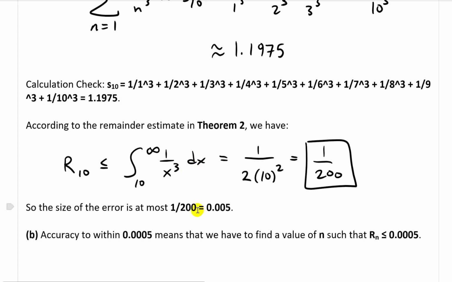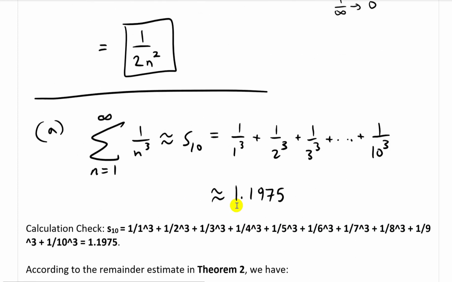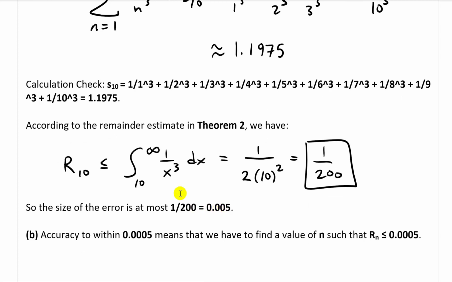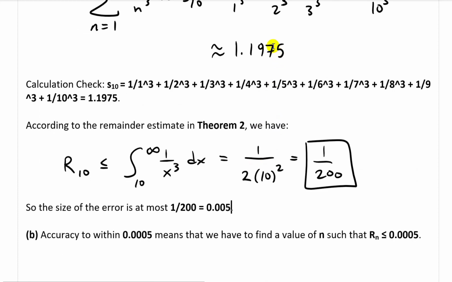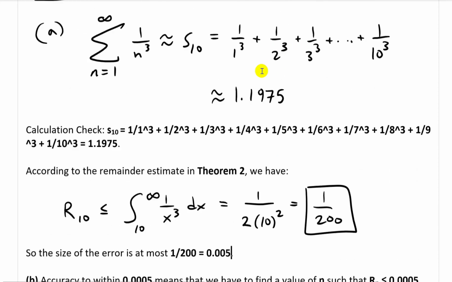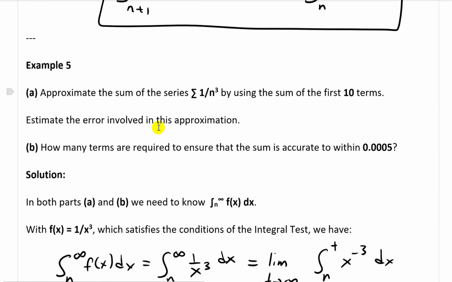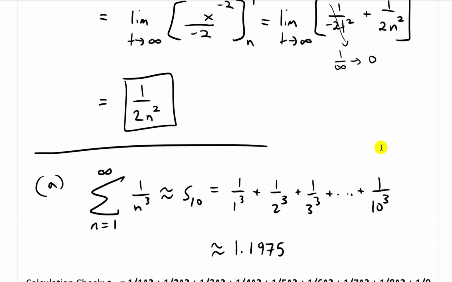So yes, the error is at most that, which is pretty good for the first 10 terms. So 1.1975, so there is going to be a 5 in there somewhere, at most error. So that was the estimate of the error involved in the approximation. And now part B says how many terms are required to ensure that the sum is accurate to within 0.0005, so like a third zero there. So we want to see how many terms.